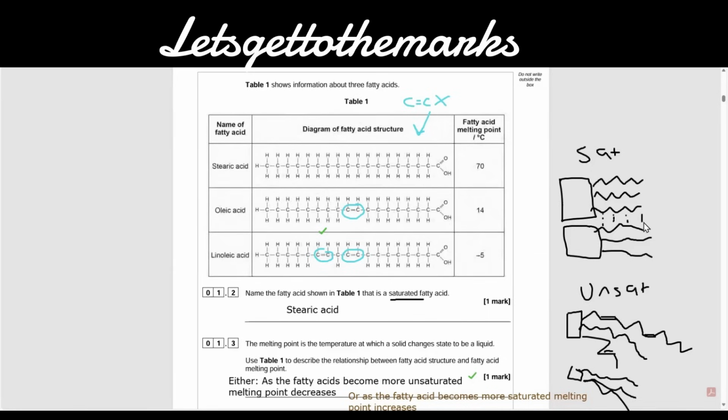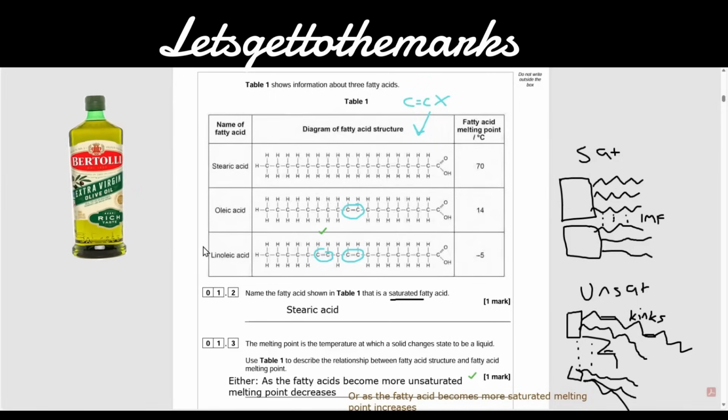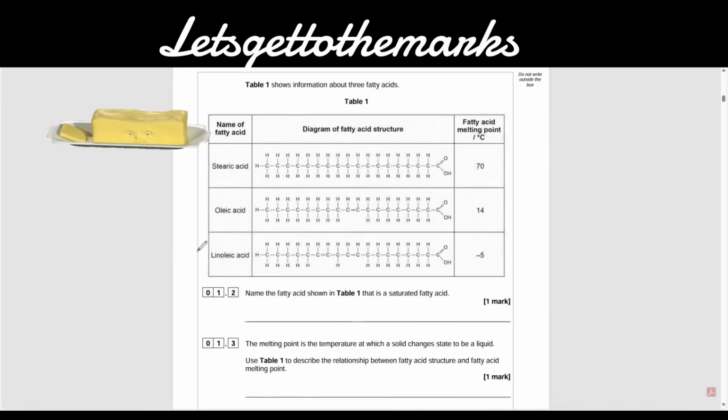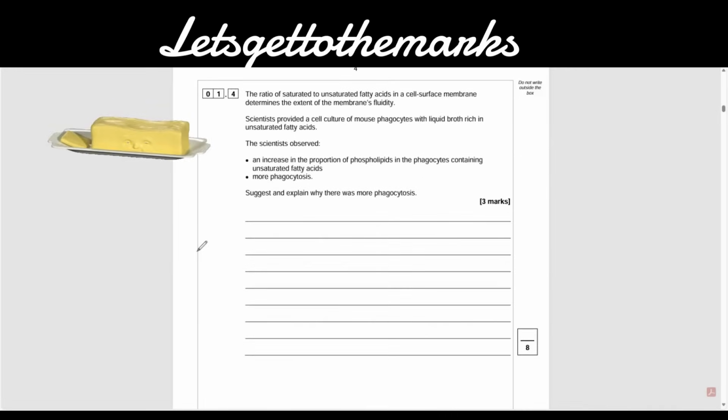They have weaker intermolecular forces than saturated fatty acids. And that means they have lower melting points. And so the more unsaturated fatty acids you have, the more fluid, the more liquid it's likely to be. So if you look at olive oil, that's going to have loads of unsaturated fatty acids, hence the kinks. If you look at a solid bit of butter or ghee or lard, it's going to have loads of saturated fatty acids with a high melting point.